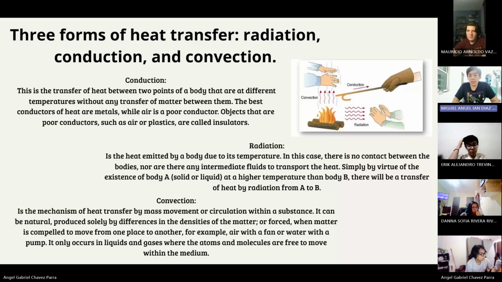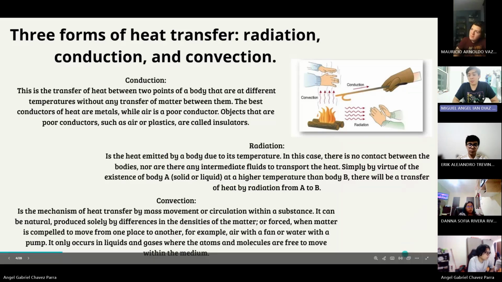Convection is a mechanism of heat transfer by a mass movement of circulation within a substance. It can be natural, produced solely by difference in the densities of matter, or forced, when matter is compelled to move from one place to another. For example, air with a fan or water with a pump. It only occurs in liquids and gases where the atoms and molecules are free to move within the medium.